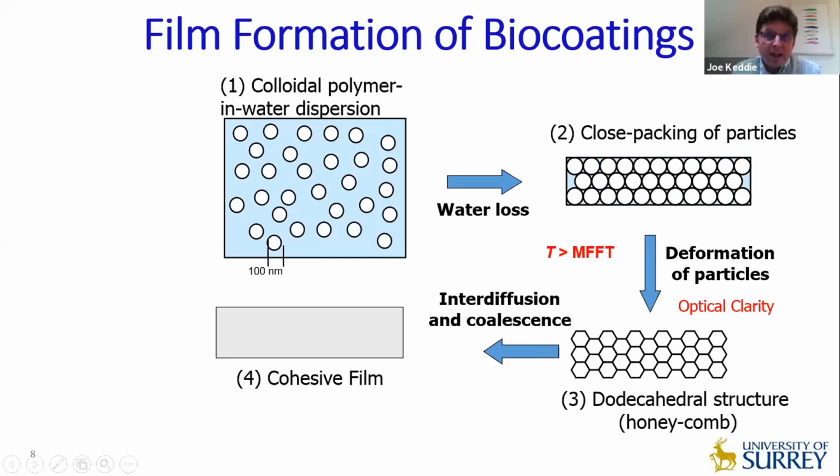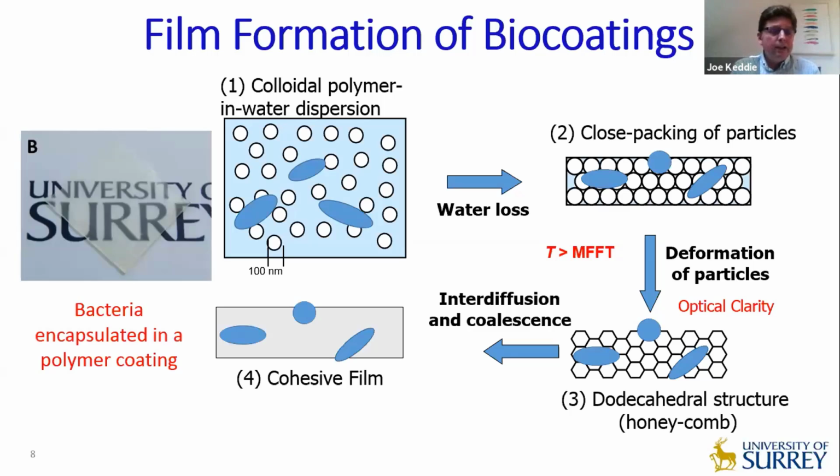Because if you don't have that step, then you'll have much weaker interfaces between the particles and an overall weaker coating. So our approach then is just to take essentially a latex and add to that a living bacteria and to just then make the film. And if you do that, you can see we get a slightly cloudy film, such as shown in the photo. And that's to be expected because you'll get some light scattering between the cells and the surrounding polymer. And I should have said in the previous slide, we're using E. coli in this initial work, just as a model system.